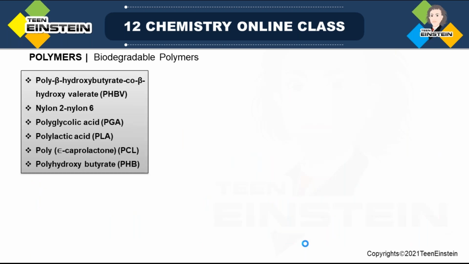Some examples. Here we have a total of six examples, but out of these only these two we will focus on. The first name, poly beta hydroxybutyrate-co-beta hydroxyvalerate. It is synthesized starting from two different monomers. The first monomer contains 4 carbon, so that is why it is butyrate. The second monomer contains 5 carbon. In short, we can call it PHBV.